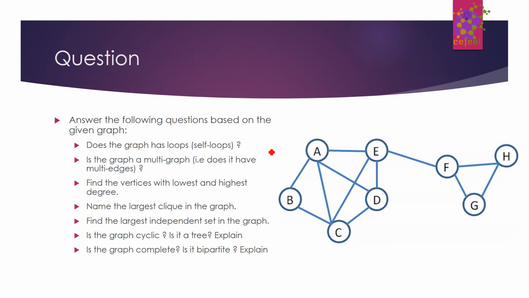Okay, cool. So looks like we are almost at the end of this session. Before we end, here is a question for you. We have given a graph and there are a few questions that you need to answer based on the concepts that we learned in this video. Does the graph have loops or self loops? Is the graph a multi-graph, does it have any multiple edges? Then find the vertices which have the lowest degree and highest degree. It's possible that there are multiple vertices with the lowest and highest degree, so please list them.